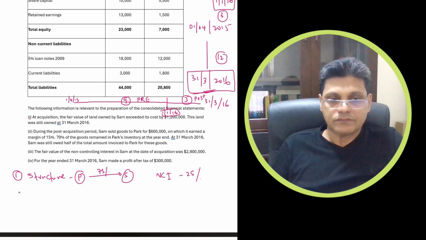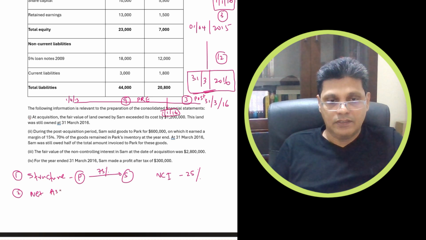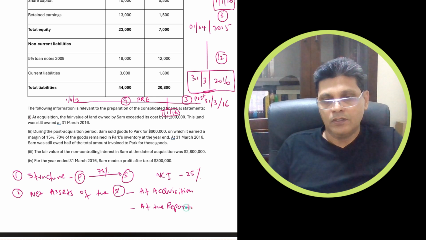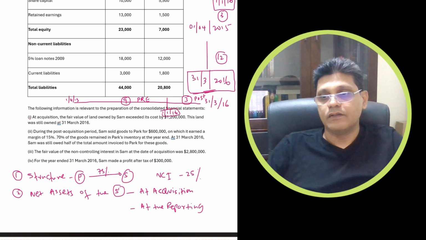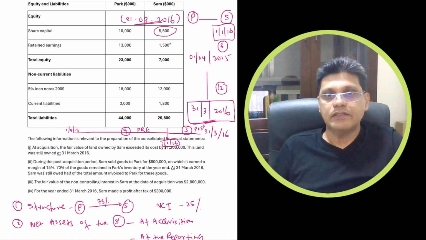So therefore, there is non-controlling interest of 25%. Then, secondly, you need to identify the net assets of the S company, the subsidiary company, at acquisition date as well as at the reporting date. This is very important to identify. Now, at the reporting date, 31st March 2016, share capital and retained earnings are given. The total net assets are 7,000.